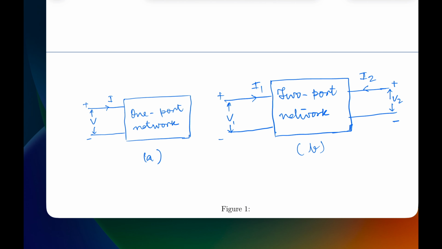In figure 1b, we have two pair of terminals. This is one pair and this forms another pair. We have an input voltage V1 here and the resulting current is I1. At the output, we have the voltage V2 and the current is I2. So this is a two-port network because we have here two pair of terminals.